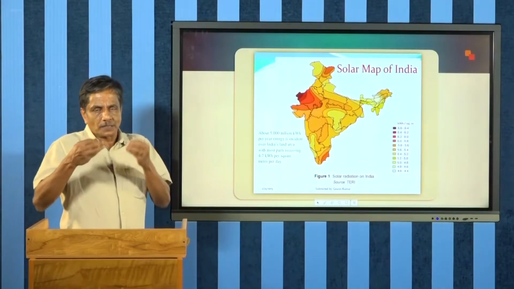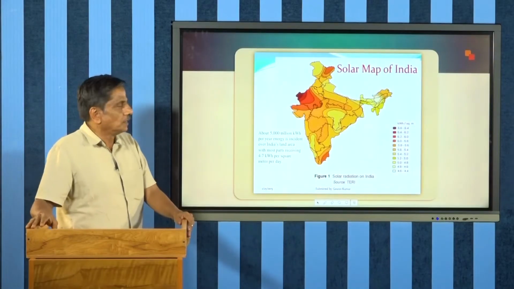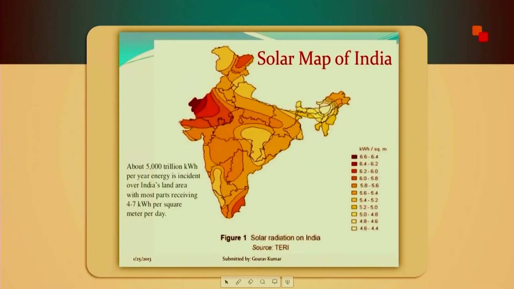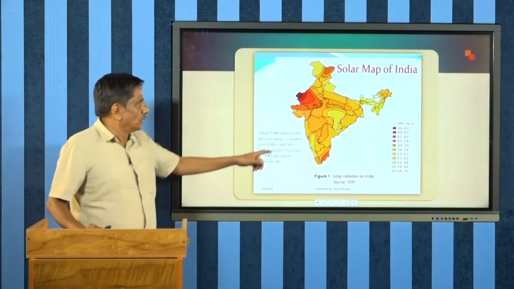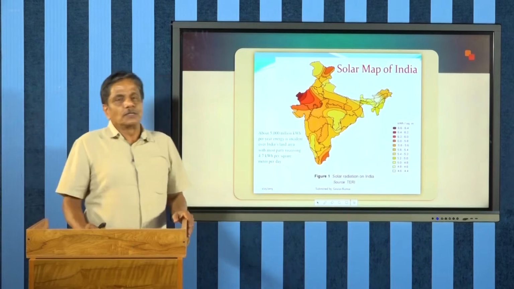Now, if you consider the solar map of India, that is the amount of solar energy received, if you calculate at each and every point on the Indian region, we can see that the northern part of India is more prone to solar intensity, especially the Thar desert in Rajasthan, and especially Tamil Nadu. So, these areas are more prone, while in the western part of India the amount of solar radiation is less.